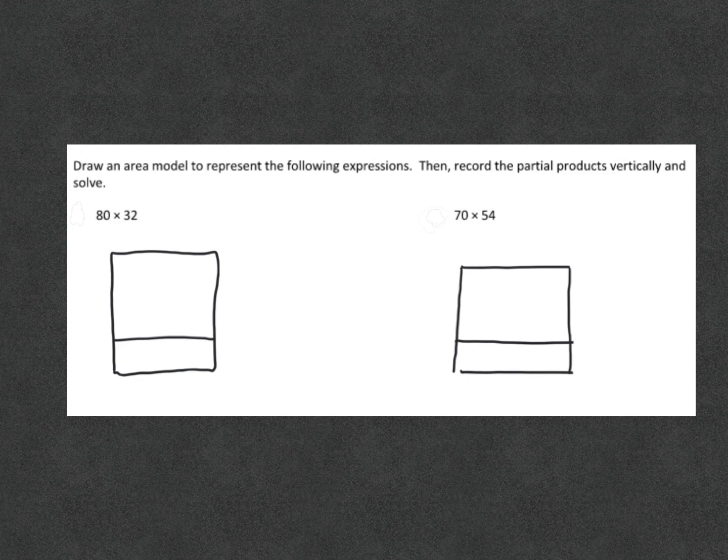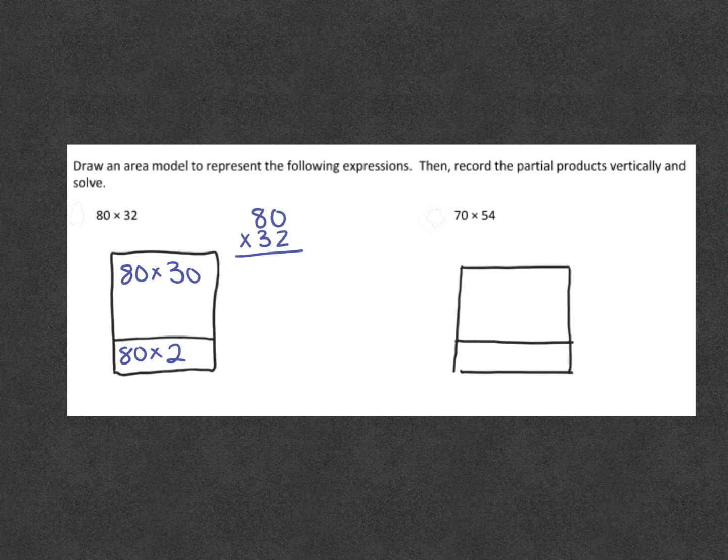Up next, we have a problem. Draw an area model to represent the following expressions. Then record the partial products vertically and solve them. For number 1, 80 times 32. So, in the box, we're going to put 80 times 30 and 80 times 2. Then we're going to write out the equation. 80 times 32.